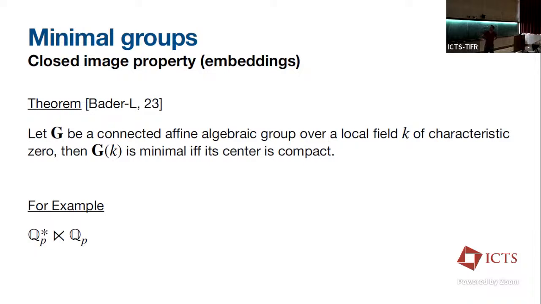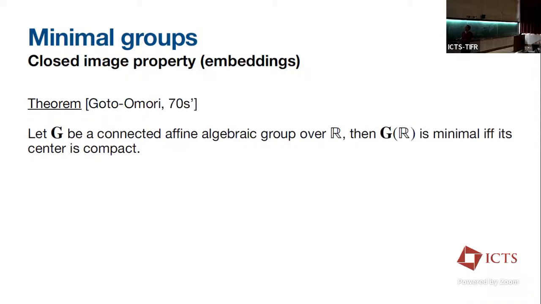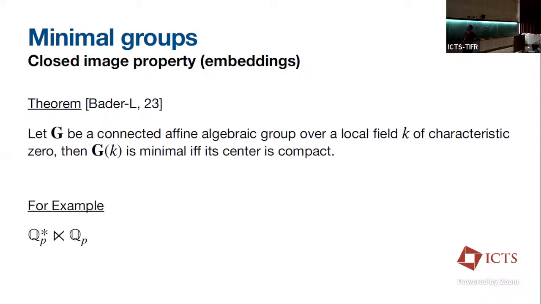Okay, so for example, a group which is not sealed but is minimal will be this Q_p star times Q_p. In the theory of minimal groups, there's a long history between the 70s and the 20s. There's a whole theory of minimal groups. No one talks about algebraic groups, but they talk mainly about R star semi-direct R, and other generalizations of that. But now we're back to algebra.